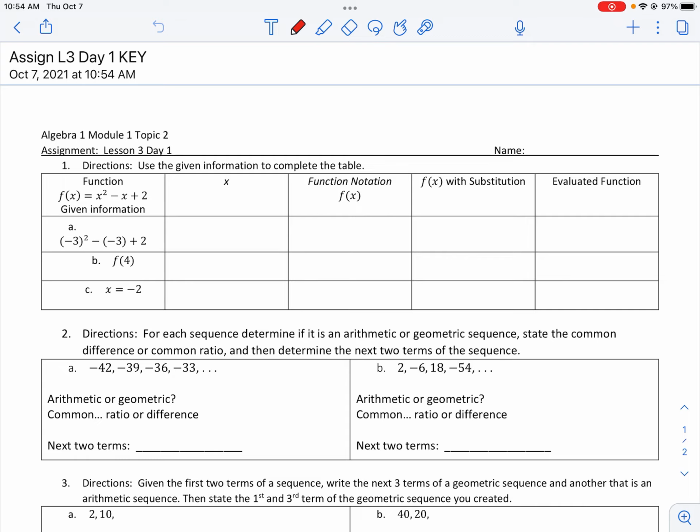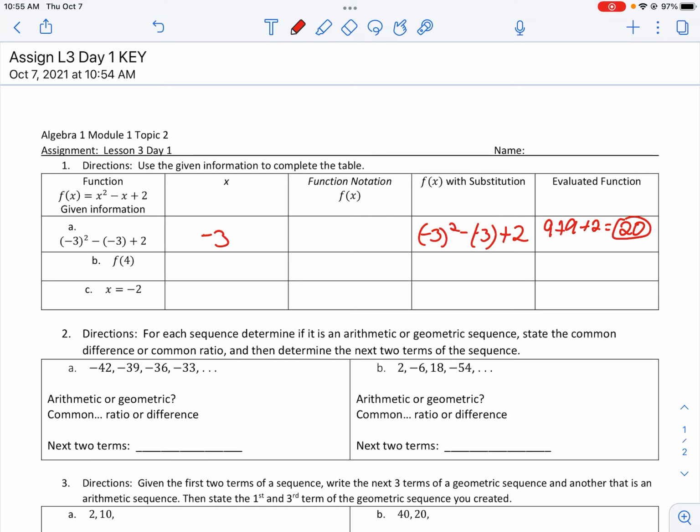All right, for question one, completing that function table, what we are given right there is with substitution. So we're going to bring that on over when I compare that to the function itself, and let's go ahead and evaluate that. (-3) squared with parentheses is positive 9, and a -3 gives me another positive 9. 9 plus 9 is 18, and 18 plus 2 gives me a value of 20.